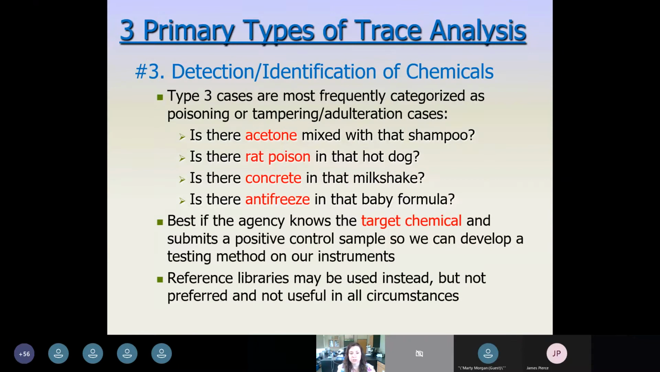All right, the third general category that we usually see in miscellaneous is of a detection or identification of chemicals. Most of the time, these are going to involve some sort of poisoning or tampering of items. So for instance, if somebody has some shampoo and they suspect there to be acetone, we will analyze the shampoo looking for that, or any sort of animal abuse cases where maybe you have some disagreement between neighbors over a barking dog. There are some hot dogs that were found.